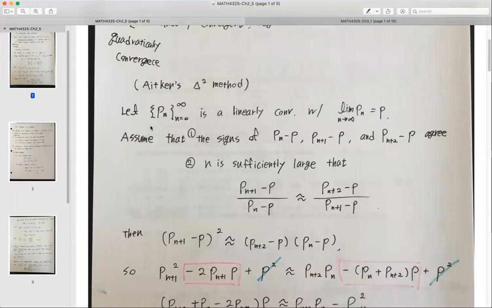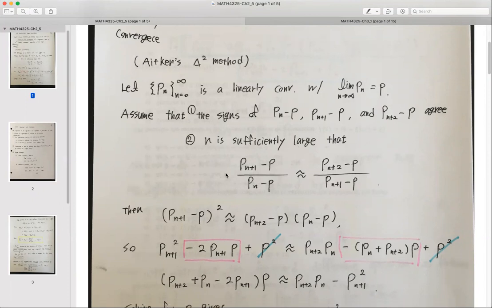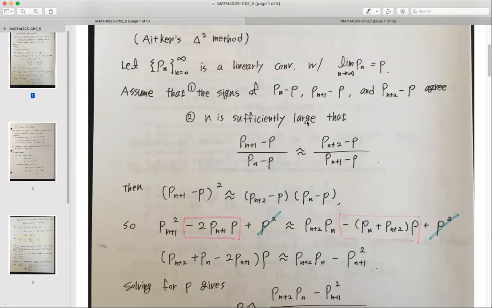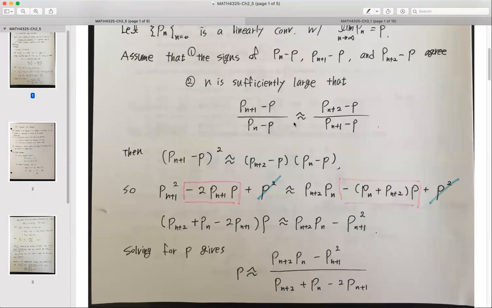First, we're going to consider the sequence P sub n, which is linearly convergent to P. Here we assume that P sub n minus P, P sub n plus 1 minus P, and P sub n plus 2 minus P have the same sign, which means that their signs are all positive or all negative. Then we assume that n is sufficiently large. When n is sufficiently large, those fractions are approximately equal. Now from here we're going to derive the Aitken delta squared formula.